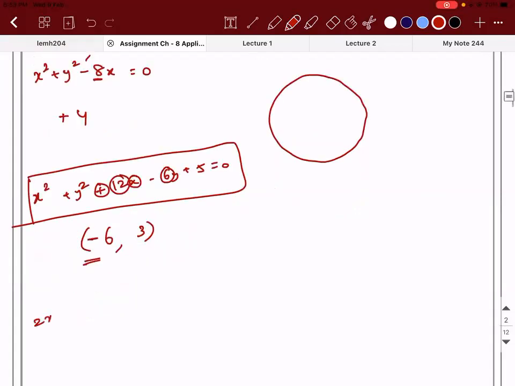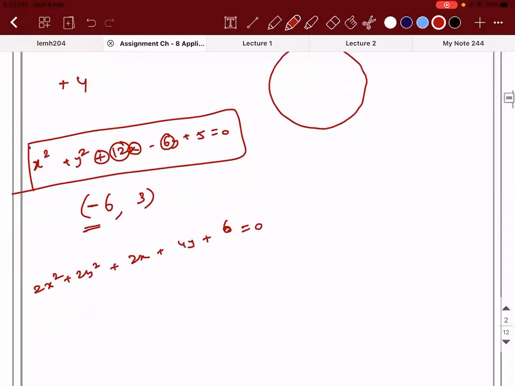So the last question is 2x square plus 2y square plus 2x plus 4y plus 6 is equal to 0. What is the center? Minus 1 comma minus 2, sir. Wrong. It is not minus 1 comma minus 2. I expected that. You can apply that formula only if the coefficient of x square and y square is 1. So to make it 1, what are you supposed to do? Divide by 2, sir.